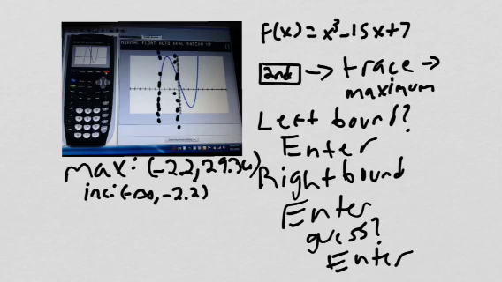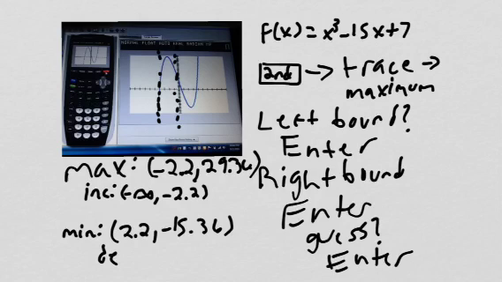Okay, left bound, we just scroll until we're to the left of where we think our minimum is. We hit enter. Scroll until we're to the right of where our minimum is. We hit enter, and then our minimum is at 2.23 and negative 15. So we have a min at 2.2. We'll just leave it at 2.2. And then negative 15.36.